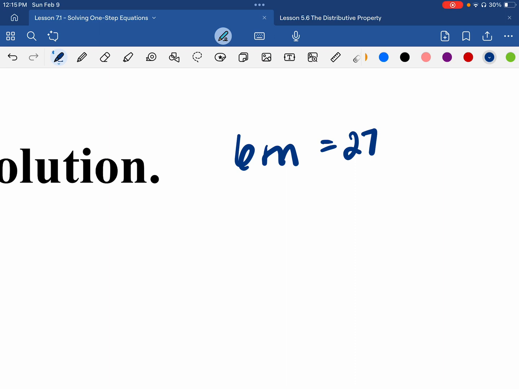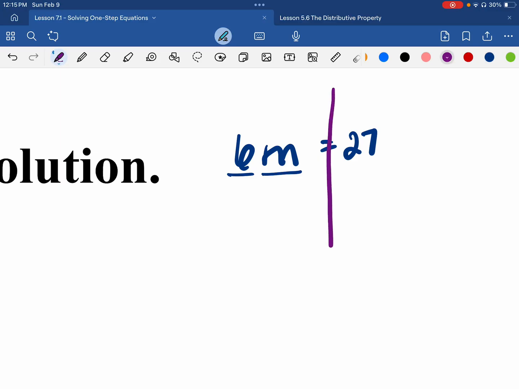So remember, when there is a coefficient next to a variable, that is the operation of, hopefully everyone said multiplication. 6 times m is equal to 27. So we have to figure out, what does m need to equal in order for 6 times it to be equal to 27? So we are going to set up our mirror line.